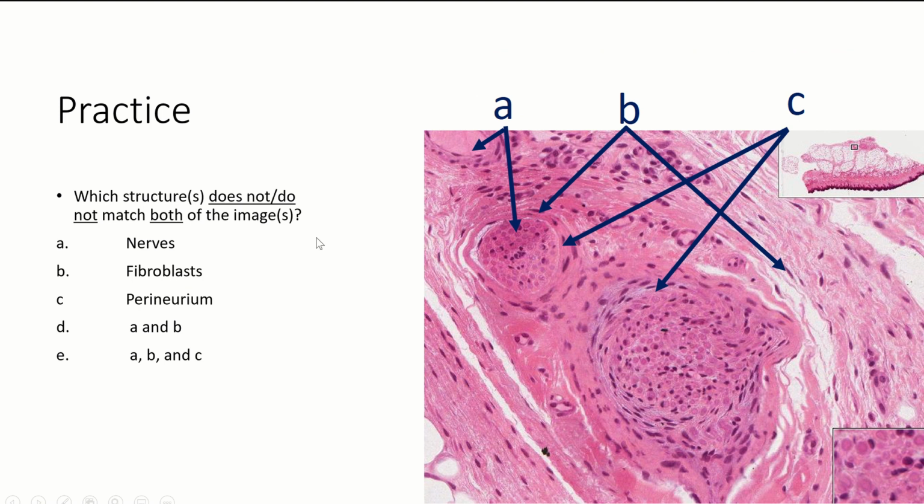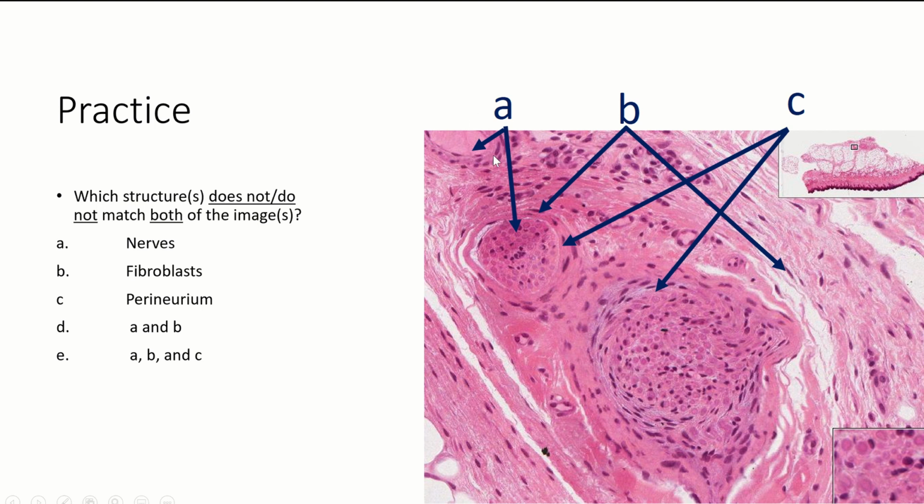Okay, this one. Which structure does not match both of the images, and it has both underlined and not underlined. So A, both of these should be nerve. So if we look at this one, yes, it is a little bundle separating itself off. Yes, that is nerve. If we look at this one, is it nerve, right?